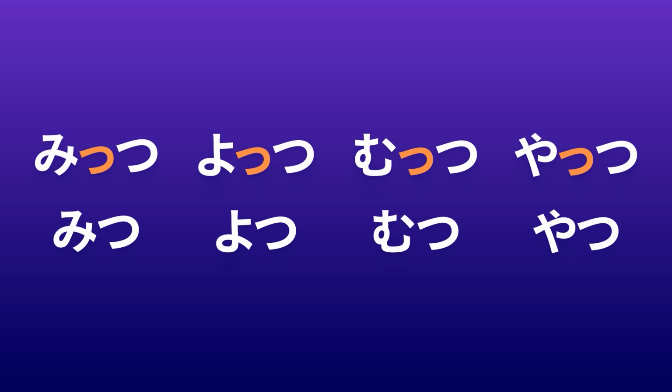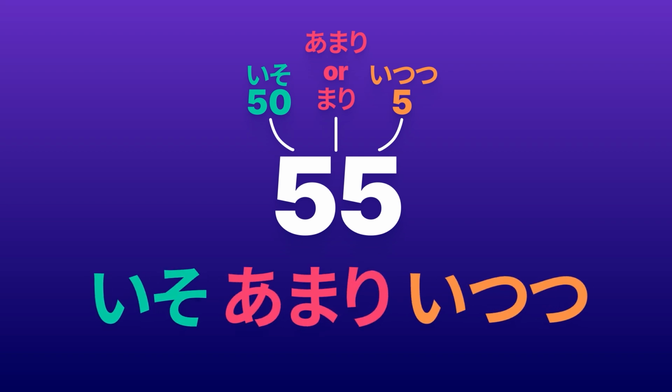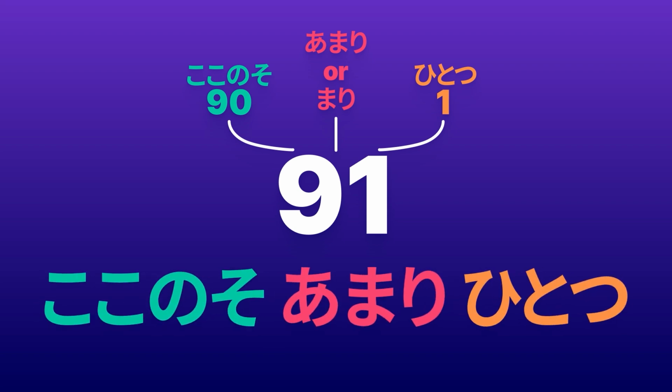As an example, let's return to the number 55. To create 50, we take the reading of 5, which here is i, and add so to get iso. Then we add amari. And lastly, we add the tsu form of 5, which is itsutsu. This gives us iso amari itsutsu. For 91, we take kokono for 9, add so to express 90, add amari, and add hitotsu for 1, and we get kokonoso amari hitotsu.